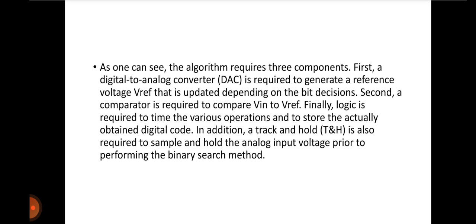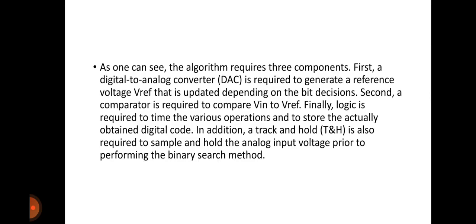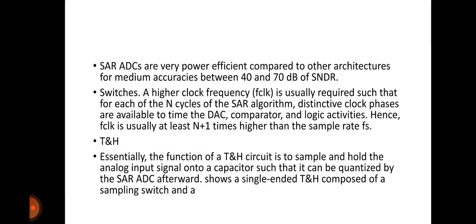In the last slide, we can see in this diagram the T and H: the input is going through track and hold, and then Vin is generated, and then it is going to the summation.